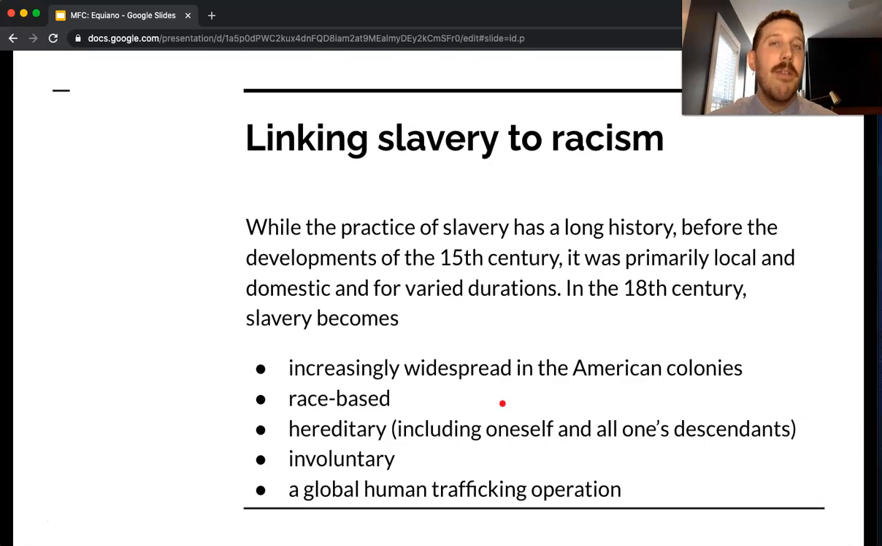And I want us to be aware of the ways that slavery was altered in the 18th century to be race-based and even crueler in nature. I think those are really important things to keep in mind.